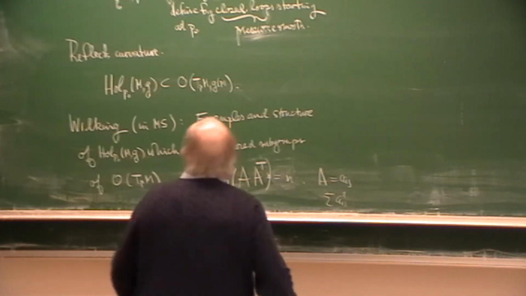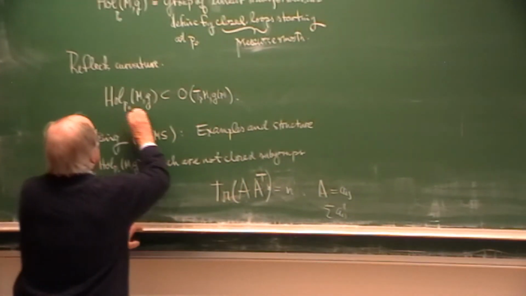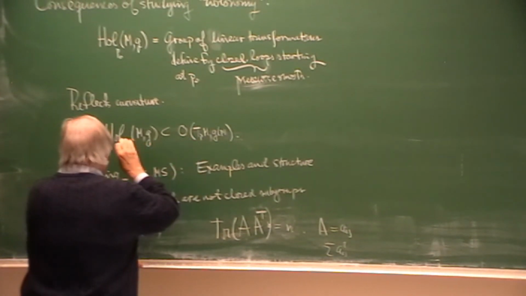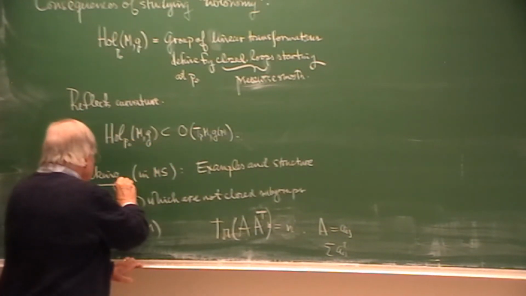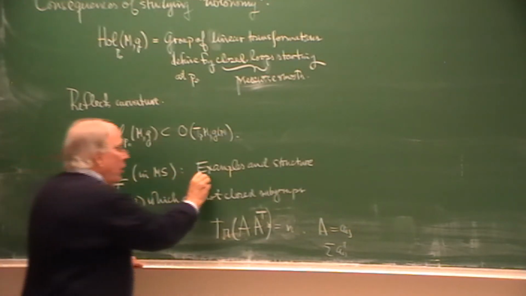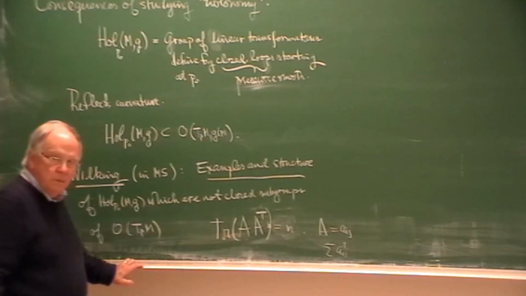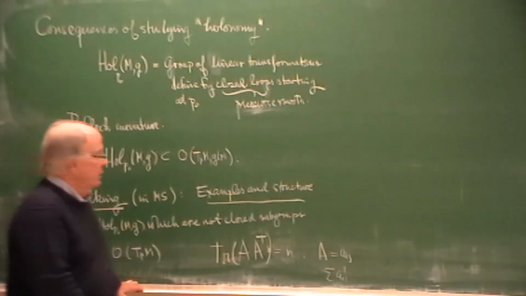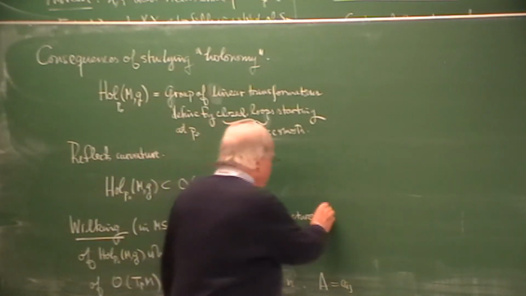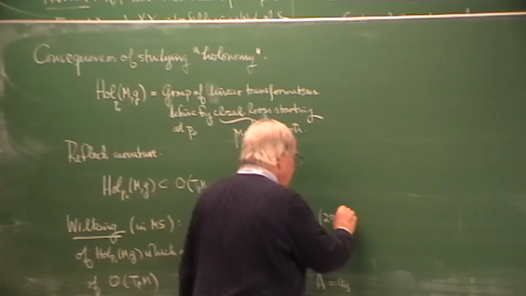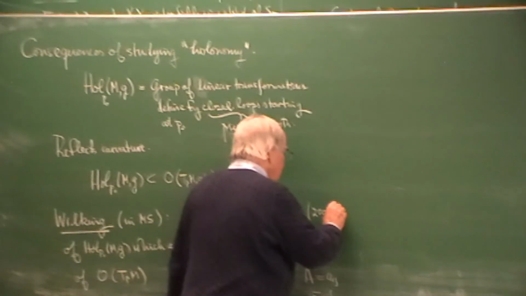But so you might have hope that this guy here is going to be a compact thing in this group here, but it may not be. Wilking gives examples and structure of where it is not. By the way, that's maybe 2,000 plus minus. So it's not so long.